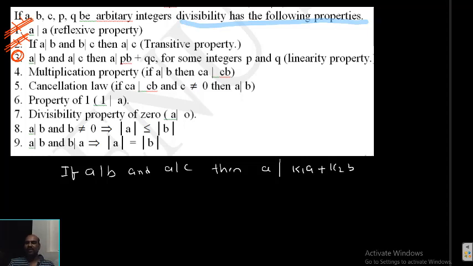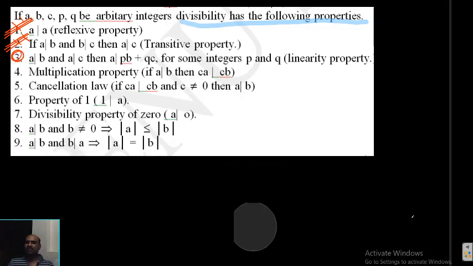What is the meaning of that? If a divides b, a divides c, then a divides the linear combination of b and c. Linear combination of b and c means some integer into something. Okay, no problem. a divides b plus c, or a divides b minus c, or a divides something into b plus something into c. This is called linearity property.